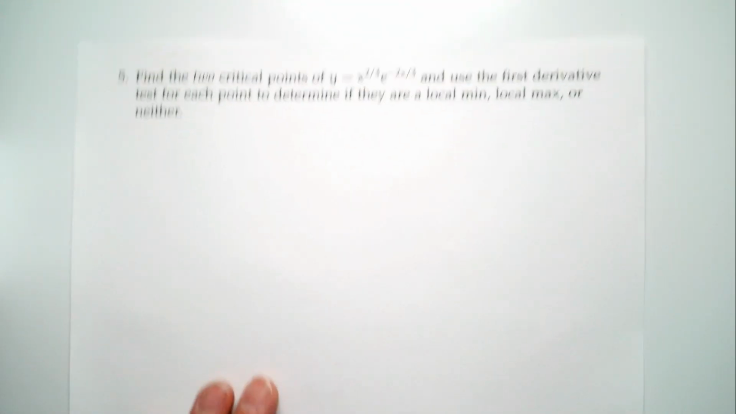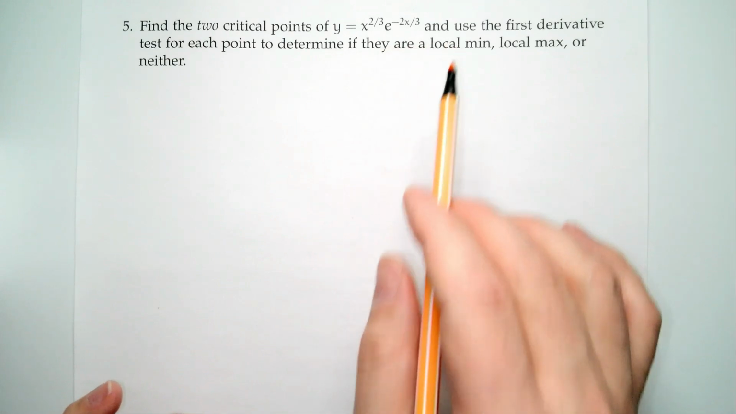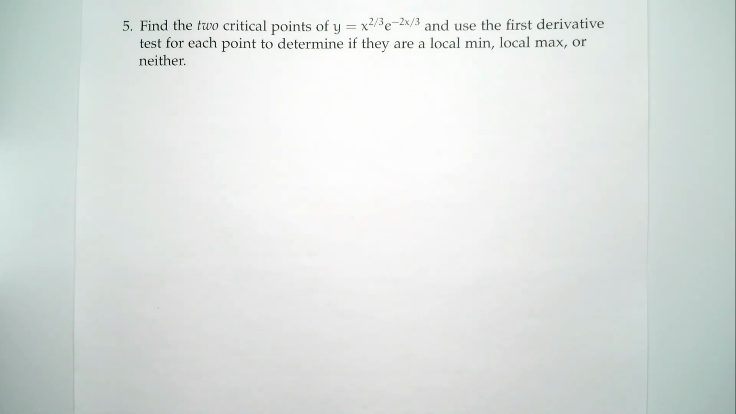Okay, let's do our next problem. Number 5. Find the two critical points of y equals x to the 2/3 e to the power -2x over 3, and use the first derivative test for each point to determine if they are local min, local max, or neither. All right, well, let's find the critical points. Now, no boundary. It looks like it's defined everywhere, the function at least.